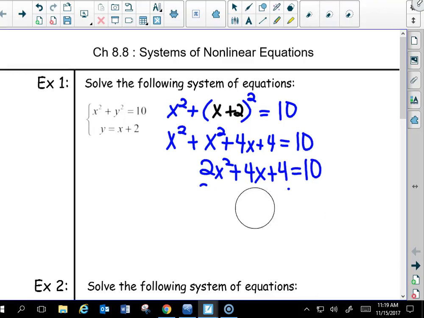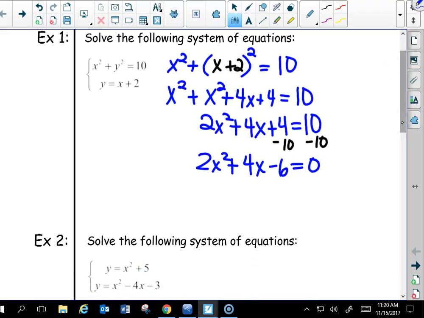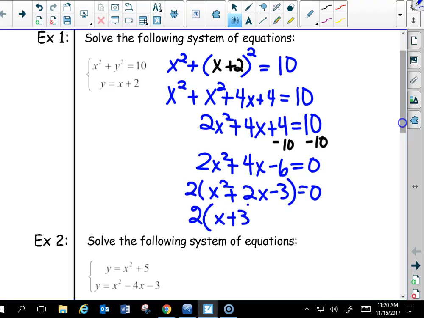So before I factor, I need a 0 on one side, so I need to subtract that 10. I'll get a negative 6. I might as well show that step. Okay, that gives me 2x squared plus 4x minus 6 equals 0. I got my 0. Now I can solve this by factoring. Let's start by factoring out the 2. All right. So I can factor this. I get x plus 3 times x minus 1. So I get 2 solutions. x equals negative 3 and x equals positive 1.